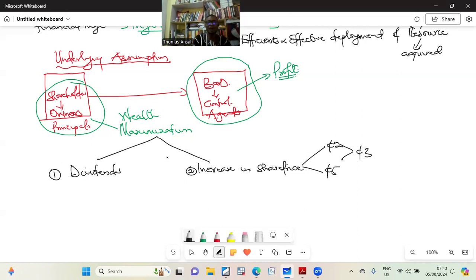Please, I hope that part is understood now. Why we focus on shareholder wealth maximization and not profit. Is that understood now? Do you get the concept now?